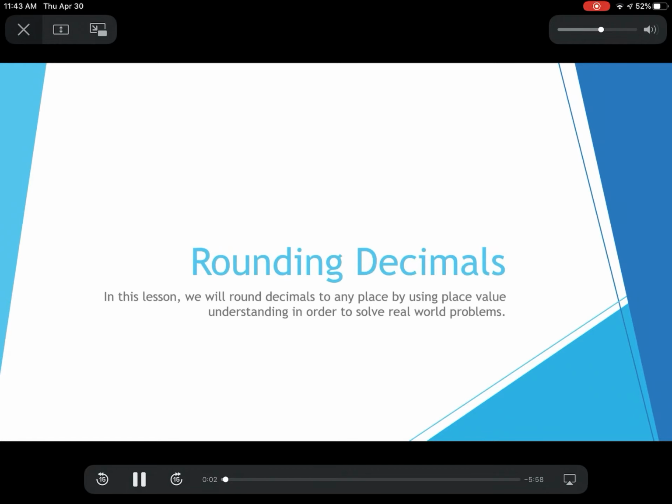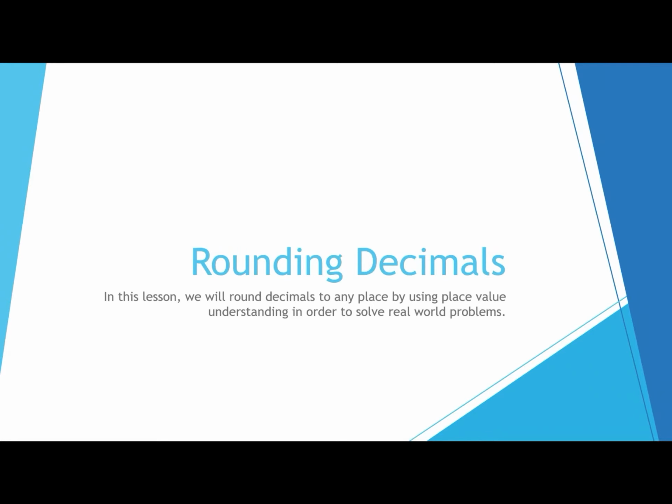In this lesson, we will round decimals by using our knowledge of place value. Remember that when we round numbers, we are determining which benchmark number it is closest to. Learning to round decimal numbers will help us when we need to estimate. In this lesson, you will learn how to round decimals to different places.